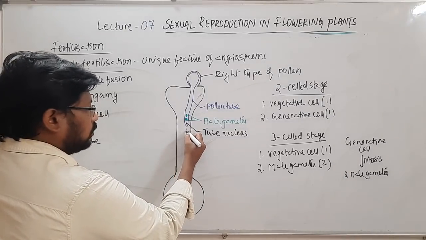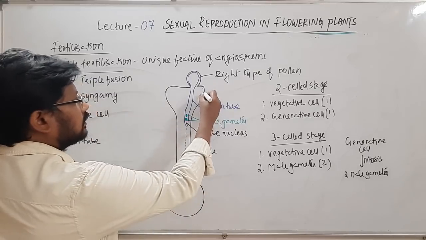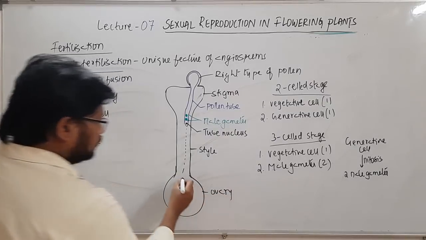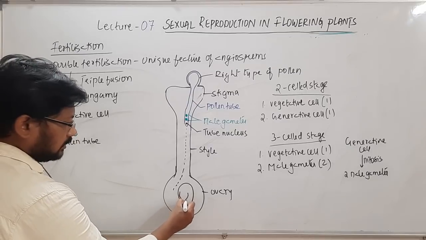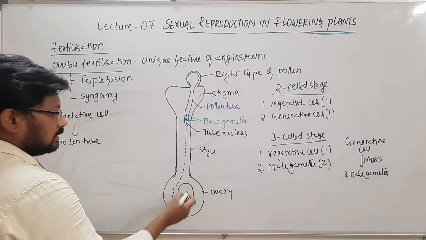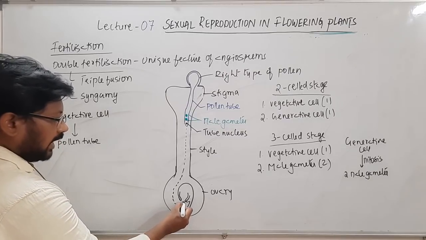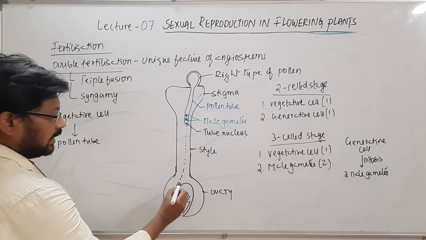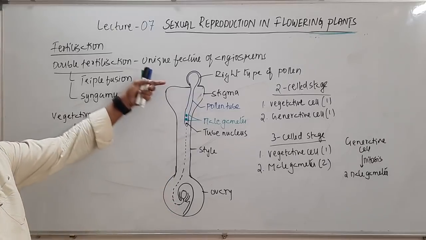Now the pollen tube grows through the style. This is the stigma, and now it enters into the ovary. Say this is the ovule. It passes near the micropyle of the ovule, enters through the micropyle into the ovule, and then finally enters into the embryo sac. Now let's see how that process takes place. I hope this part is clear.